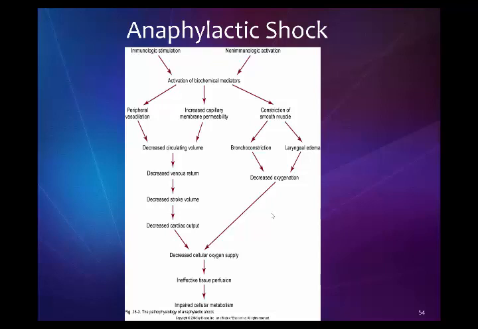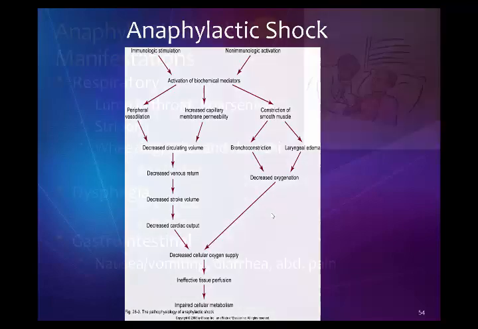So this one's a little busier because you have a lot of things going on, mediators swirling around, peripheral vasodilatation, increased capillary permeability, constriction, so bronchoconstriction, laryngeal edema, stridor again, like we talked about, decreased oxygen, and then decreased circulating volume, decreased venous return, stroke volume, cardiac output, leading, behold, to the same things we've talked about in the other shocks: ineffective tissue perfusion and impaired cellular metabolism.